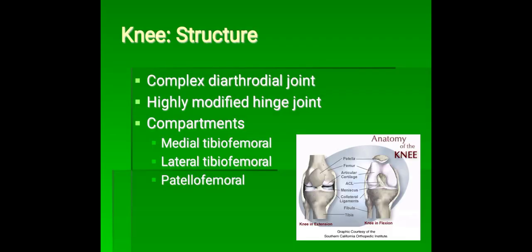Today we discuss the topic knee biomechanics. Structure of the knee joint. It is a complex diarthrodial joint, which is a highly modified hinge joint. It has three compartments: medial tibiofemoral, lateral tibiofemoral, and patellofemoral joint.